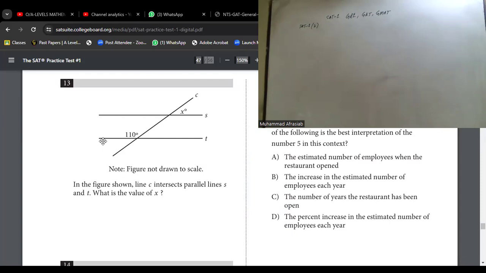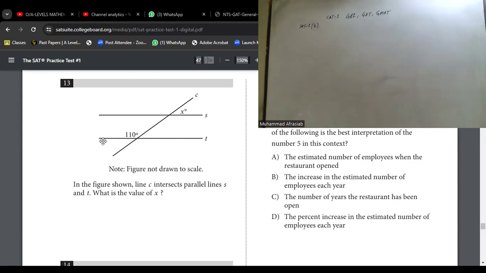The equation E of t is equal to 5 times 1.8 to the power t gives the estimated number of employees at a restaurant, where t is the number of years since the restaurant opened. Which of the following is the best interpretation of this number 5 in this context? The estimated number of employees when the restaurant opened. That means when t is equal to 0, E of t is equal to 5. So this is the right choice for question number 15.